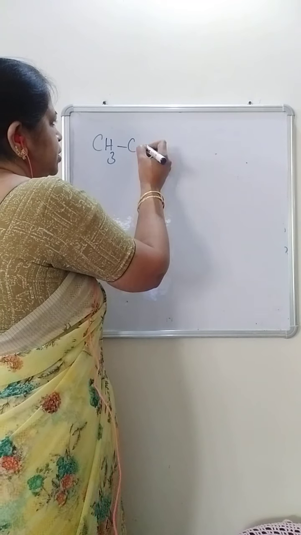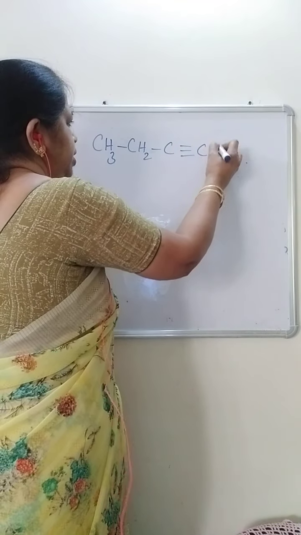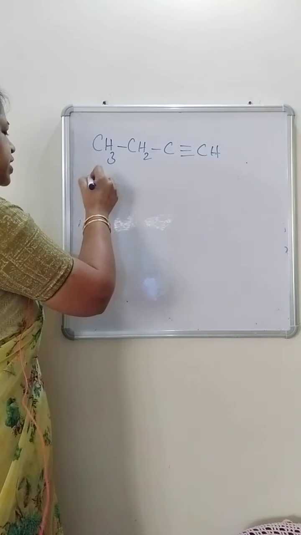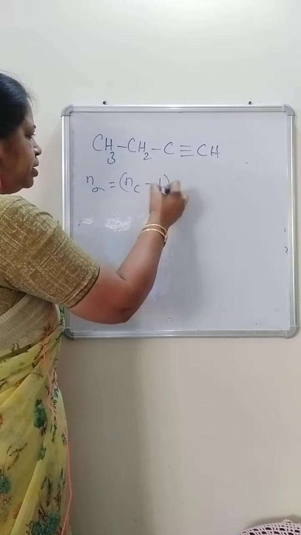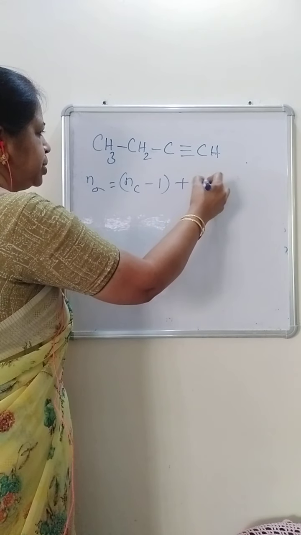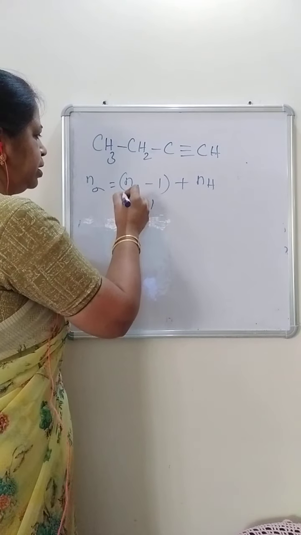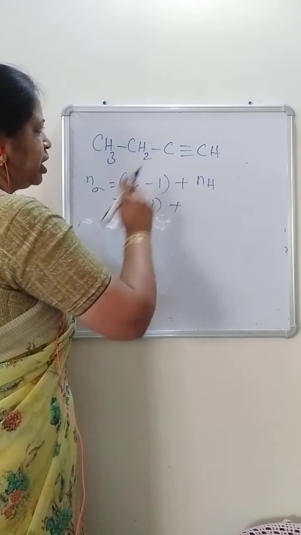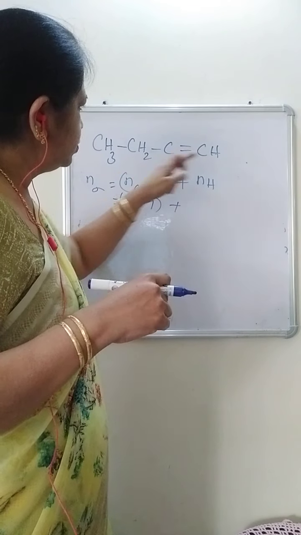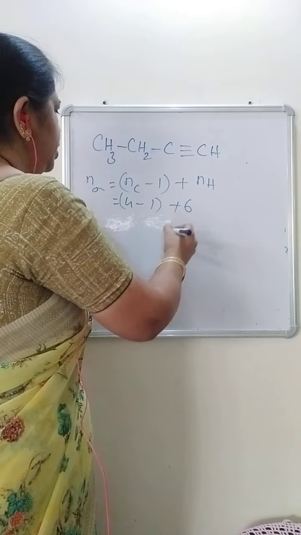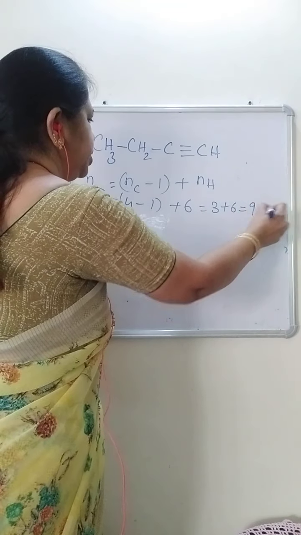If we take an alkyne, CH2, C triple bond CH. The number of sigma bonds is equal to number of carbon atoms minus 1, plus number of hydrogen atoms: 1, 2, 3, 4. 4 minus 1 plus number of hydrogen atoms, in this case 3 plus 2, 5, 6. So it is 3 plus 6, 9 sigma bonds.